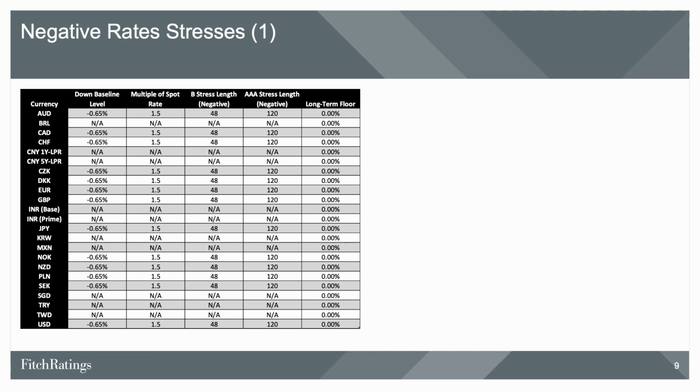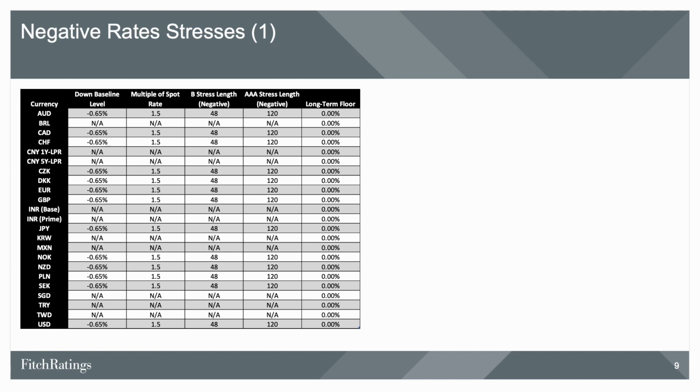In addition to the AAA and single B durations, these include the down baseline level, the multiple of spot rate, and long-term floor. We will illustrate the application on the next slide. Please note that we have not included the equilibrium rates, as negative rate stresses only depend on the starting spot rate, and the stress parameters discussed here and in the following slide.